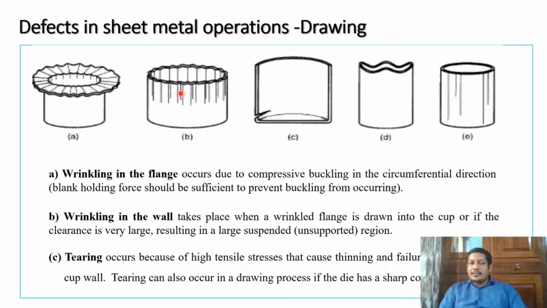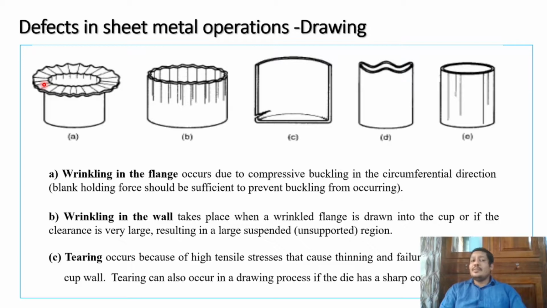Okay, wrinkling in the wall is shown over here. C is the tearing one. You can see the sheet is torn off completely. So wrinkling in the flange occurs due to compressive buckling in the circumferential direction. Blank holding force should be sufficient to prevent buckling from occurring. So proper clamping force is required, that you can study in the Erichsen cup test.